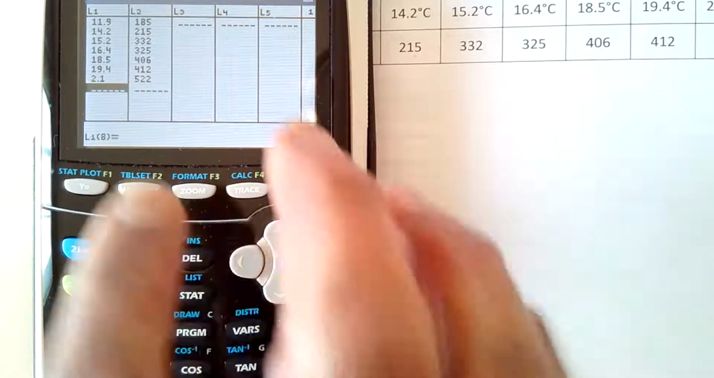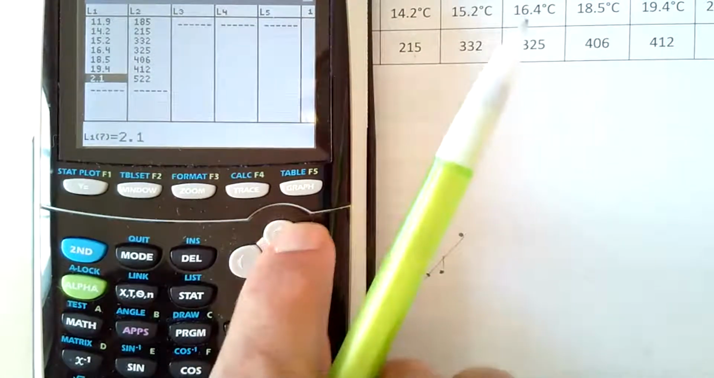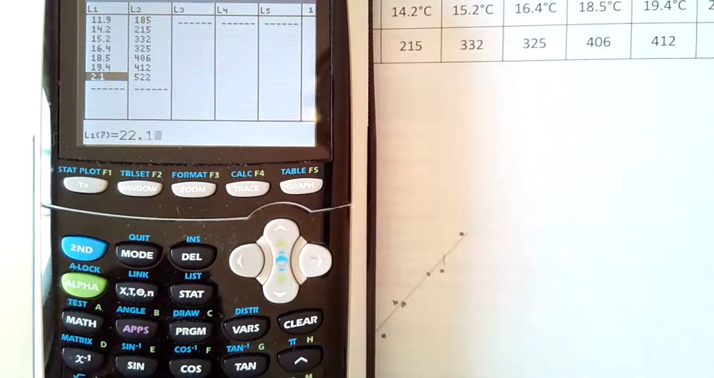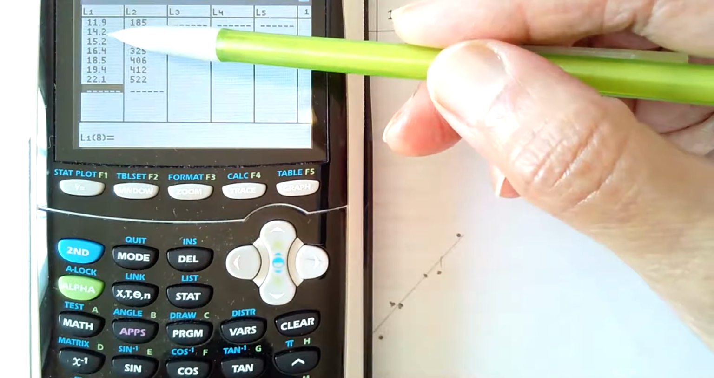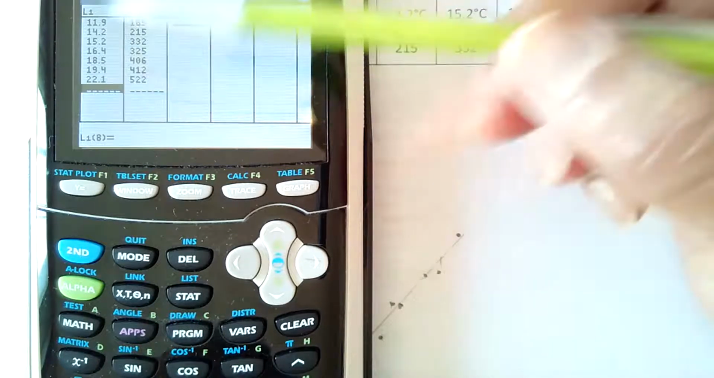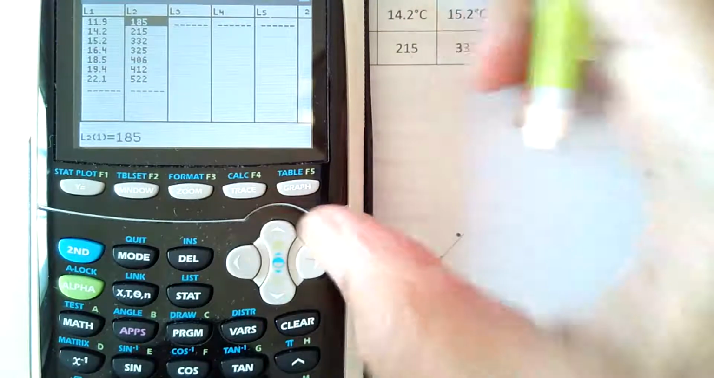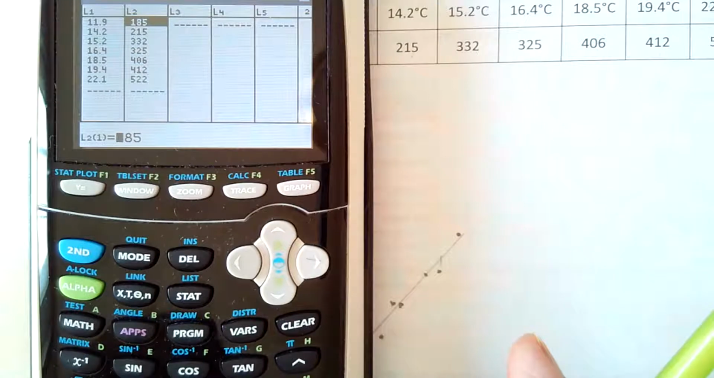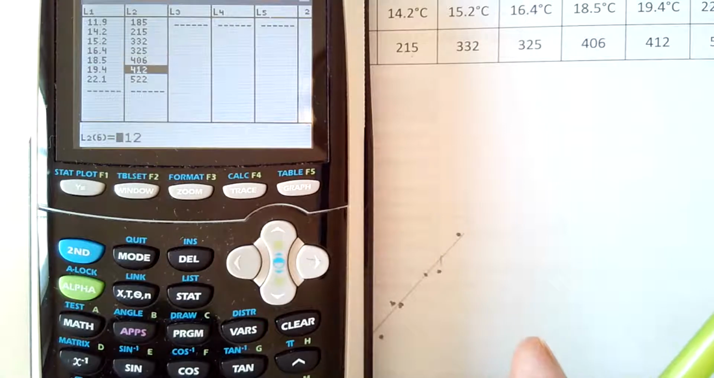Oh, notice this value here is 2.1. It should be 22.1. So I'm going to go back here and just put 22.1, press enter. Now it's correct. Double check. I have 11.9, 14.2, 15.2, 16.4, 18.5, 19.4, and 22.1. It's correct. Then I have 185 here, 185, 215, 332, 325, 406, 512, and 522.